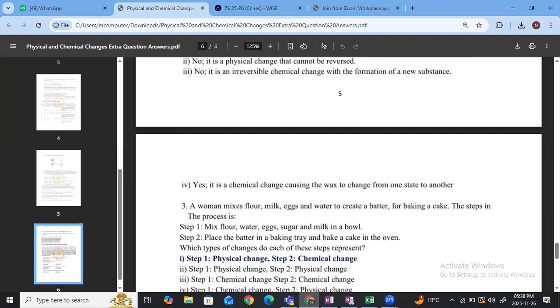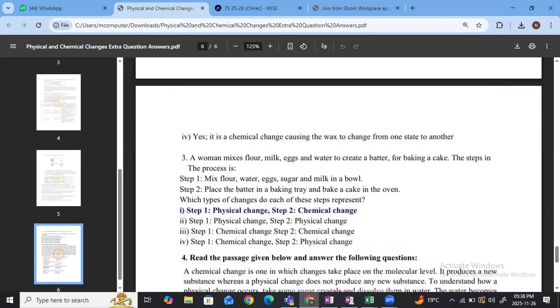Yes, ma'am. And making a dough is a physical change. Baking is a chemical change, as the chemical bonds in the dough change when we are baking it. And when we are kneading it, then it is a physical change. Correct? Yes, ma'am.